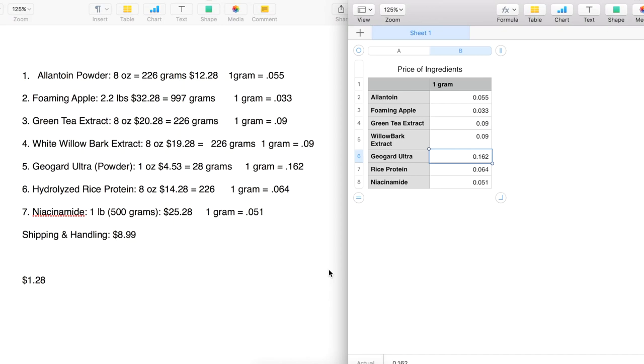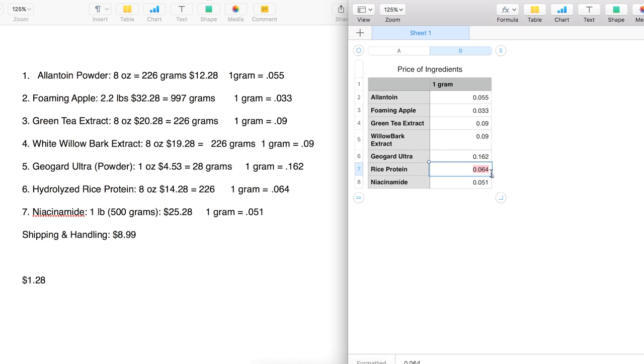And again, hydrolyzed rice protein equals 0.064. Again, did you add in the shipping? Did you do a total of 226 grams? Did you check your work and add an extra number after the six?